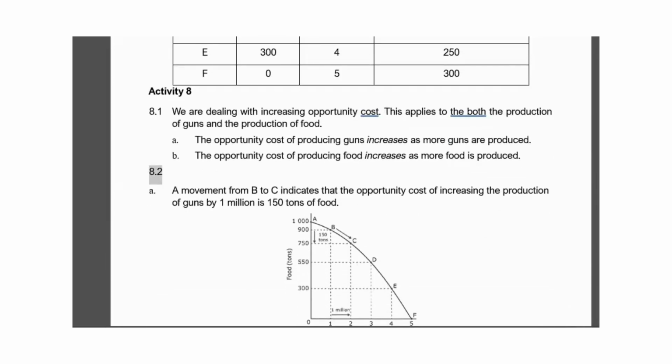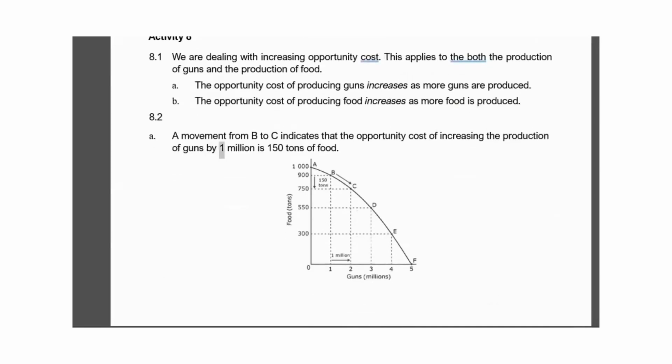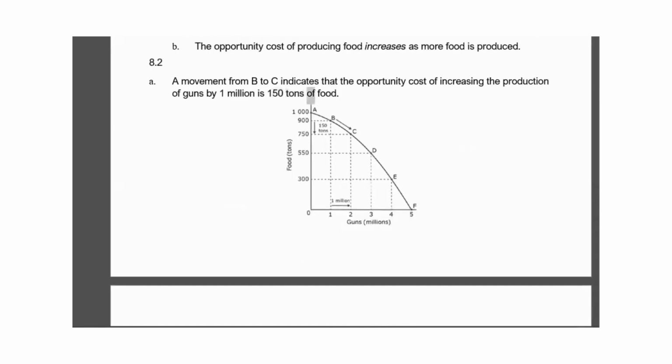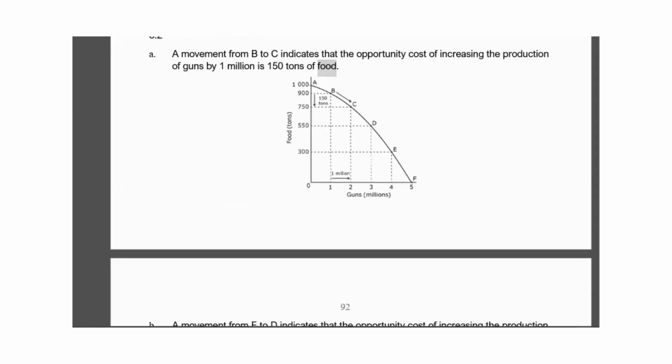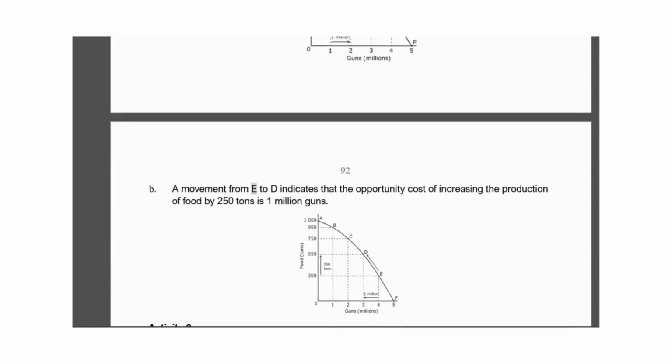8.2 A movement from B to C indicates that the opportunity cost of increasing the production of guns by 1 million is 150 tons of food. Movement from E to D indicates that the opportunity cost of increasing the production of food by 250 tons is 1 million guns.